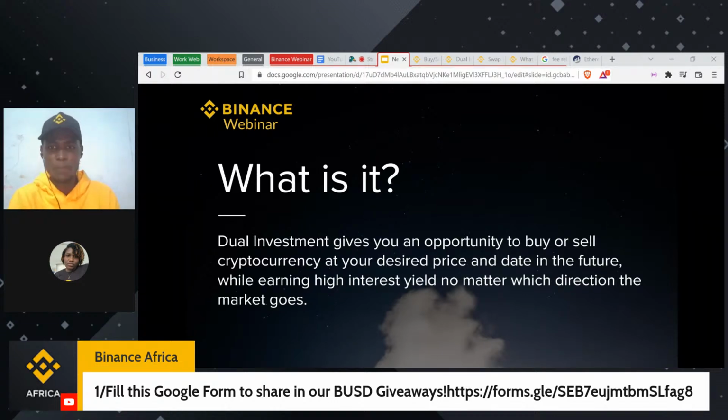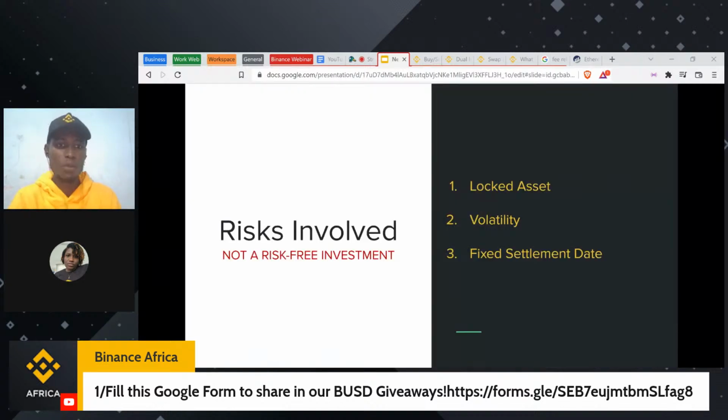Okay, before we go into it deeply, I want to discuss the risks involved in this, because just like any other investment, you should be very aware that products like Binance Dual Investment and any other investment product always have risk involved. And for dual investment, the first risk is that your crypto asset is locked. You have your assets locked until a particular date.